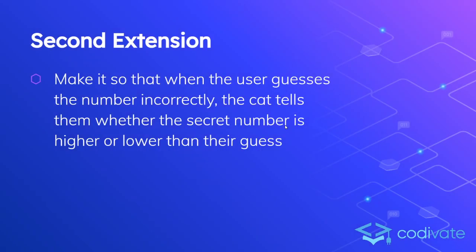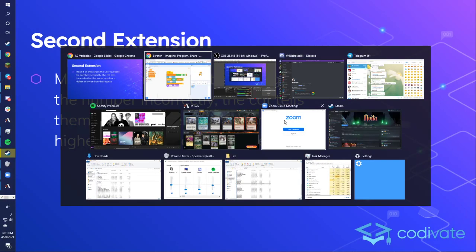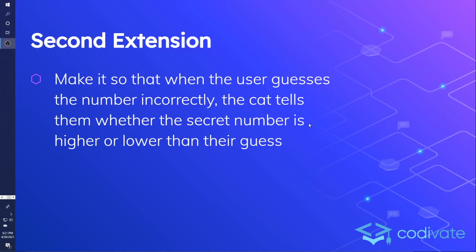Alright. Next thing. Another extension to the same thing. I want you to make the program so that when they guess the number incorrectly, the cat tells them whether they were higher or lower. So for example, let's say the secret number is 6. User guesses 4. It should say, no, my number's higher than that. And if they guess 8, it'll say, no, my number's lower than that. And if they guess 6, then it'll just be correct and it'll stop the program. Alright, try that.